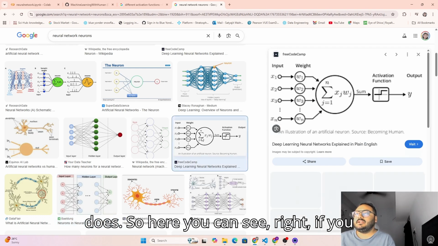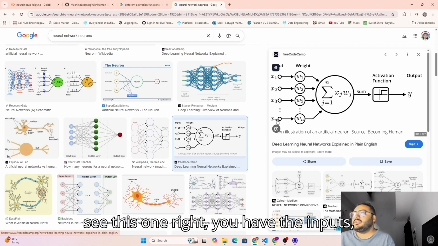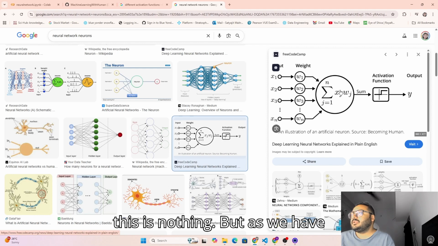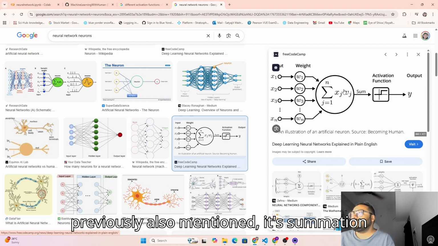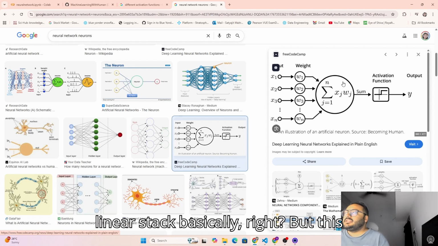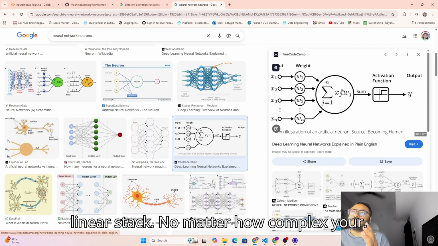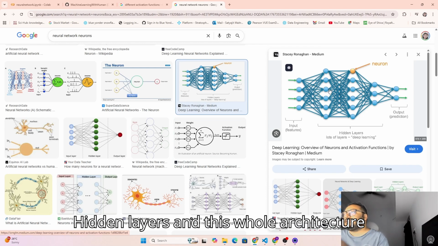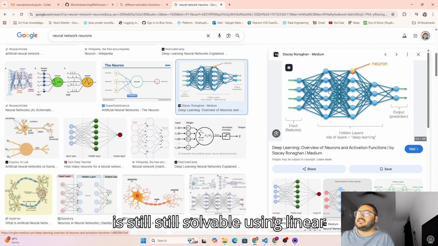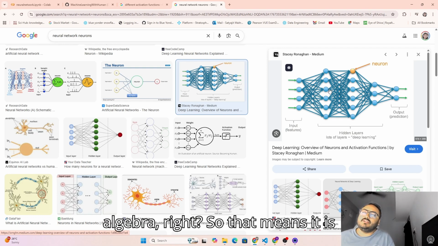Here you can see you have the inputs, you have your weights and biases, and this is nothing but, as we have previously mentioned, summation and multiplication. So it creates a linear stack, right? But no matter how complex your hidden layers and this whole architecture become, this linear stack is still solvable using linear algebra, right? So that means it is not able to solve complex problems.